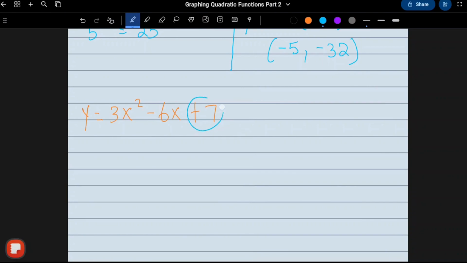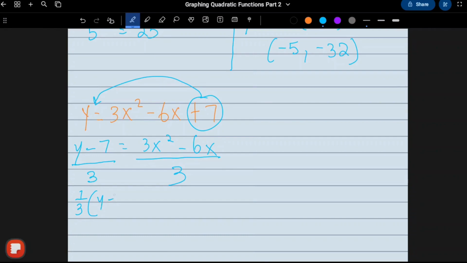Again, I'm going to start with removing my c value, bring it over next to my y. So I have y subtract 7 is equal to 3x squared minus 6x. Now, if you look carefully, you would see that I have 3 as my a value. When we're factorizing, we would try to get our a value to be 1. So what I'm going to do is just divide by 3 here, and I'm going to divide by 3 over here. So I'm going to simplify it like this.